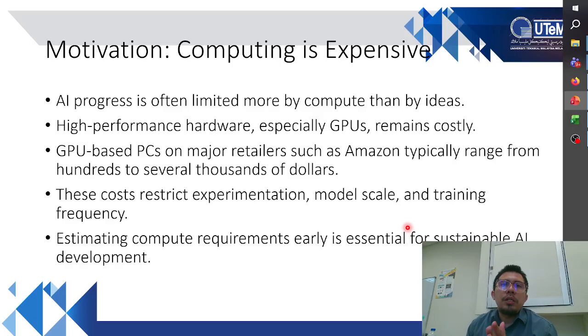Why do we need to learn this? Firstly, computing is expensive. AI progress is often limited by compute rather than by ideas. High performance hardware, especially GPUs, remains costly. GPU-based PCs on major retailers such as Amazon typically range from 100 to several thousand dollars. This cost restricts experimentation, model scale, and training frequency. Estimating compute requirements early is essential for sustainable AI development.